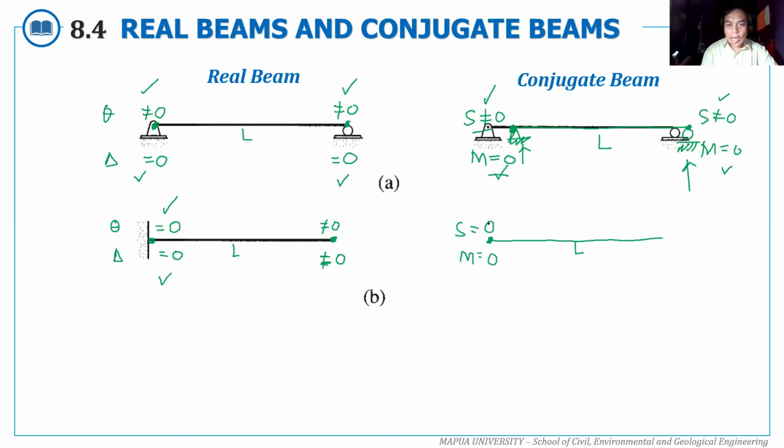Okay, tanong. Anong klaseng joint ang 0 ang shear, tapos 0 ang moment? Anong klaseng joint yon? 0 ang shear, 0 ang moment. Diba free end? Diba ang free end, ang shear doon ay 0 kasi wala namang load doon or wala namang support reaction doon. At the same time, ang moment doon ay 0 din.